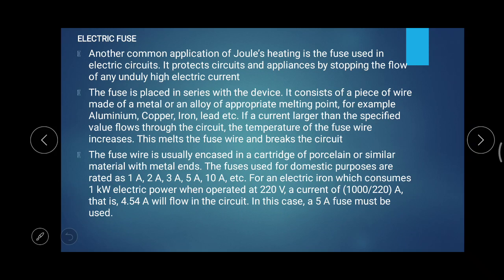If a current larger than the specified value flows through the circuit, the temperature of the fuse wire increases, and this melts the fuse wire and breaks the circuit. As we have connected the fuse in series with the equipment or electrical appliances, when the fuse wire melts, afterwards there will be no flow of current through the circuit. That's why we are connecting the fuse wire in series with the appliances.